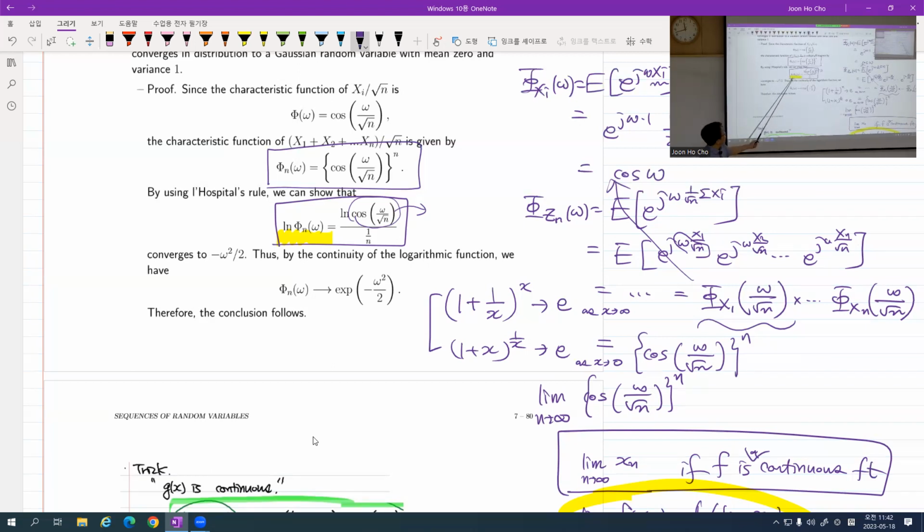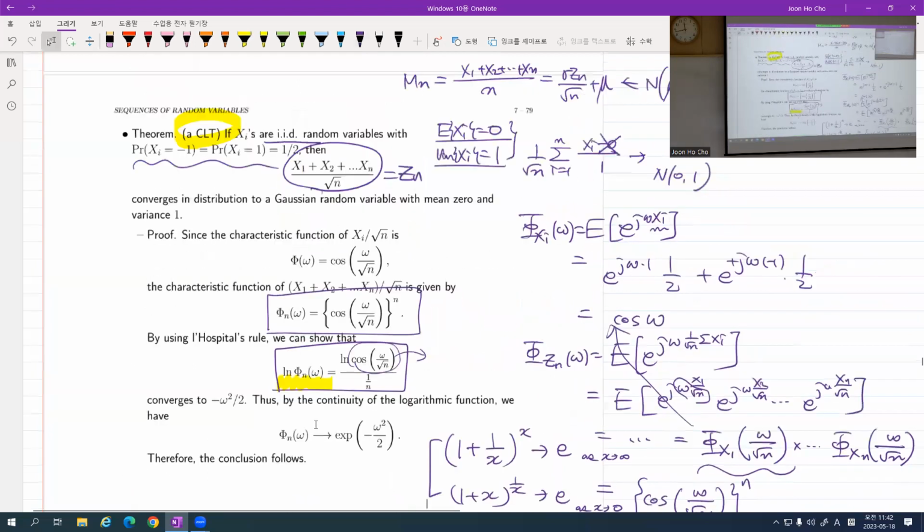So what you can say is that the limit of the characteristic function is simply e to the this one. What does that mean? It's the characteristic function of the standard Gaussian. So our proof is done. We've shown that the sequence of characteristic functions of z sub n in this problem converges to the characteristic function of the standard Gaussian. Got it?